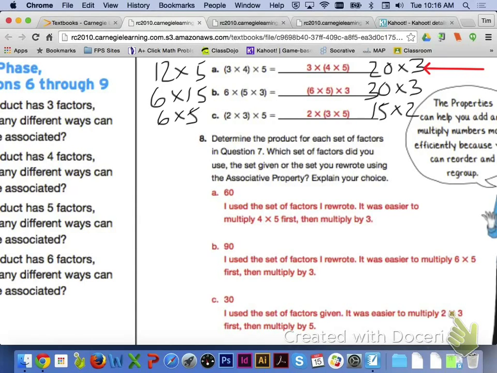For letter B, you're probably doing the same thing. Your product is 90. You're going to use the set of factors that you rewrote. 30 times 3, probably a little easier to get 90 than multiplying 6 times 15 in your head. For letter C, you probably just went with the 6 times 5, the set of factors that were given. 15 times 2, really not that difficult, but maybe 6 times 5, a little easier to come up with your product of 30.